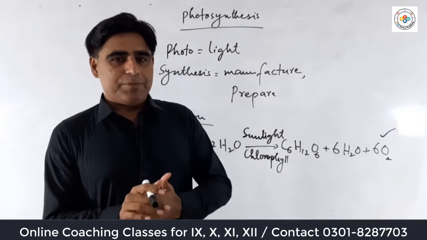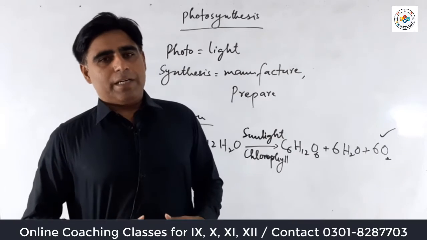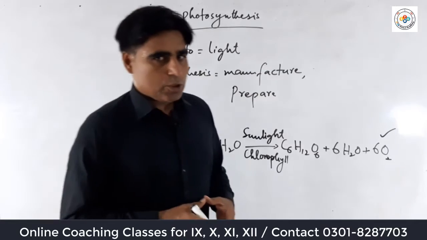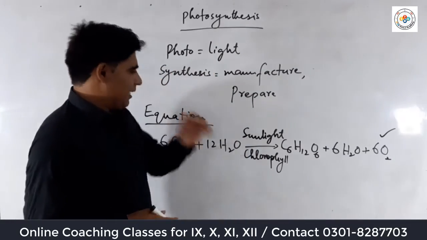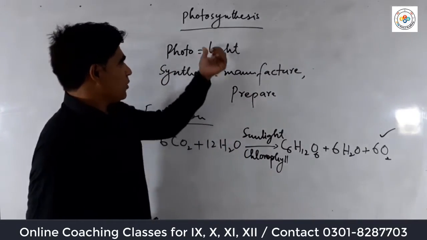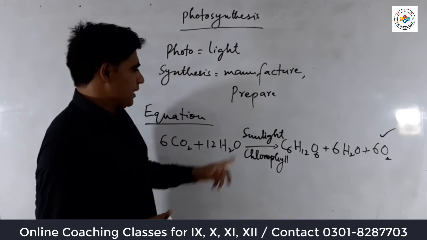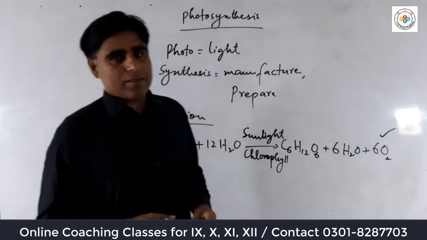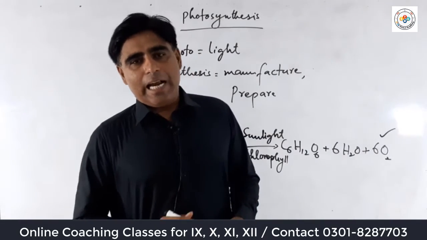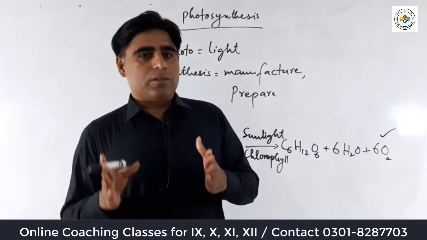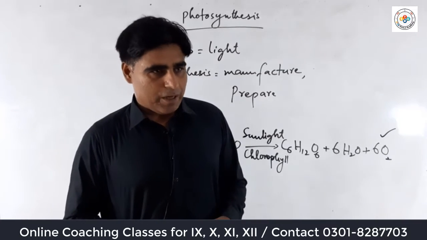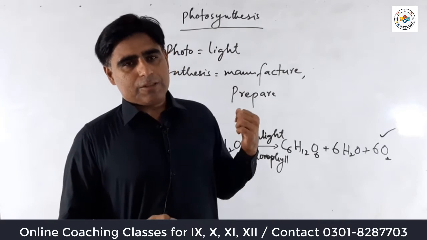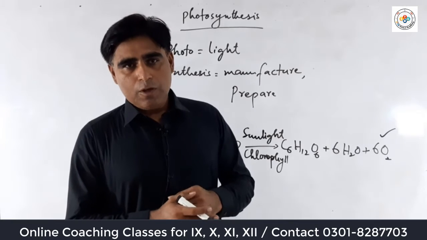There are many other types of chlorophyll as well: chlorophyll A, chlorophyll B, chlorophyll C, D, and so on. Simply, these pigments help this process to occur. Sunlight is termed as the driving force, because sunlight helps to drive all these processes inside the plant. Without sunlight, without light, this process is not possible.